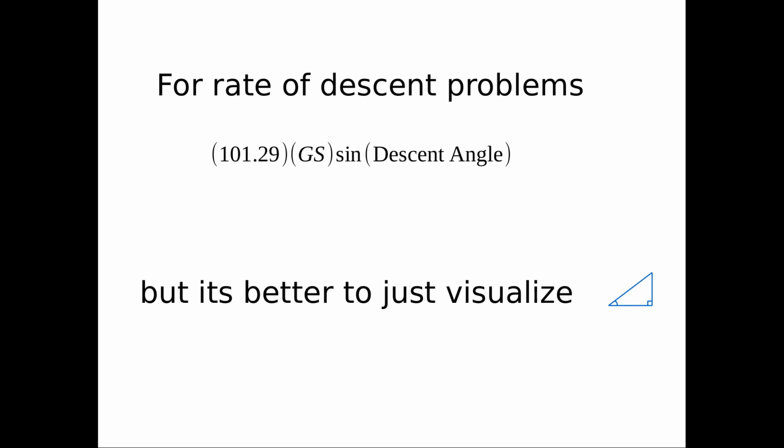But here it's definitely easier to just draw out the triangle and solve it on paper. That way you don't run the risk of not remembering that coefficient correctly.